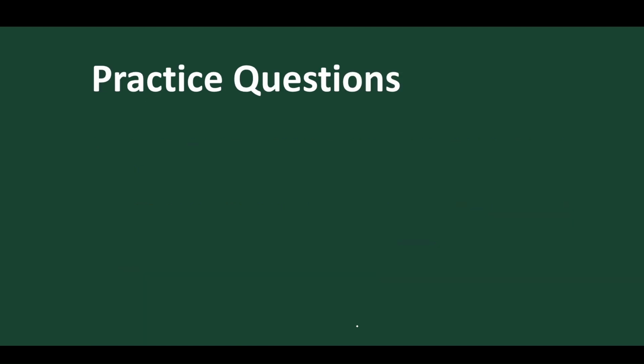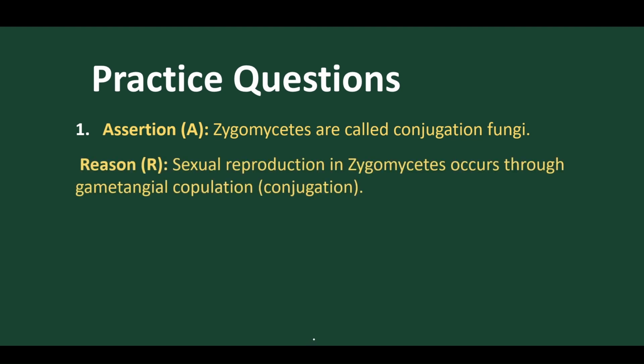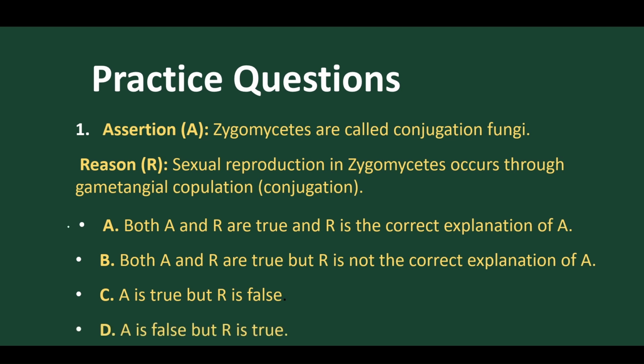Now let's go for some practice questions. Let's go for assertion reasoning. Zygomycetes is called conjugation fungi. Yes, true. Why? In the sexual reproduction Zygomycetes occur through gametangial copulation, conjugation. Yes. So the right answer is here. Both A and R are true and R is the correct explanation.